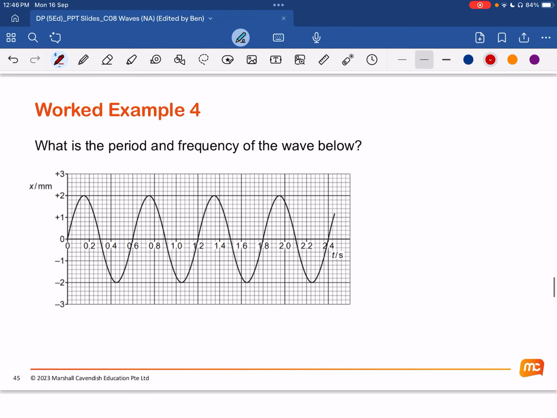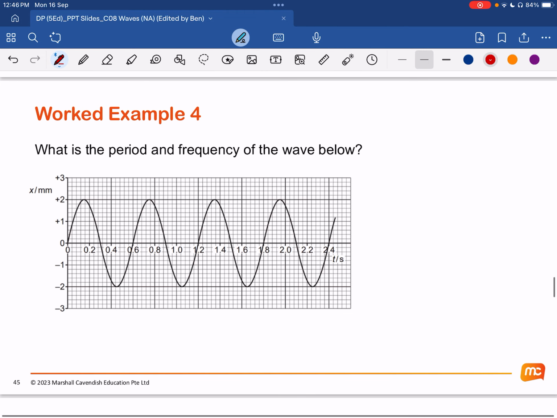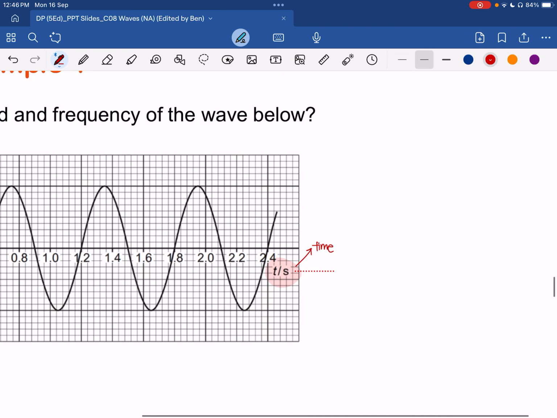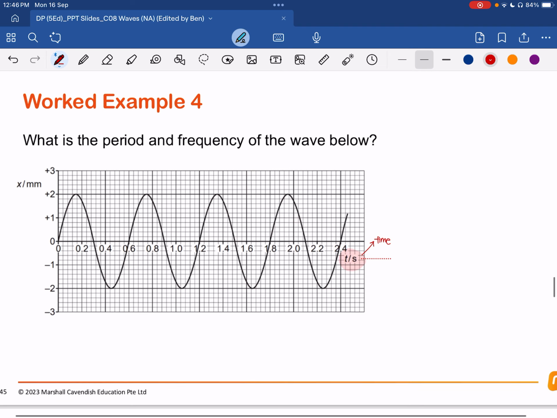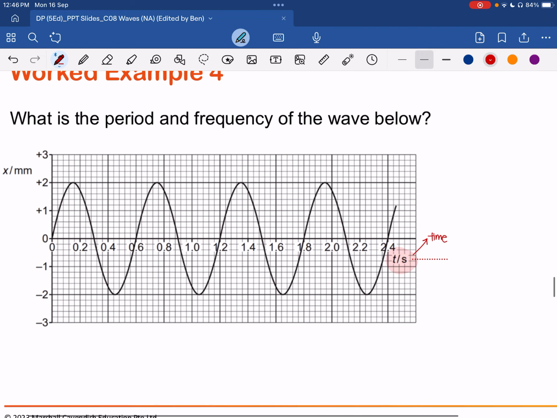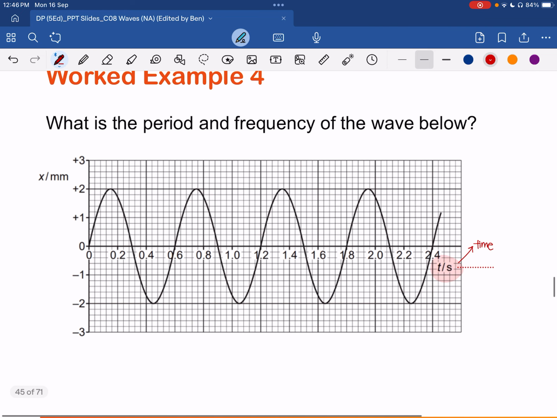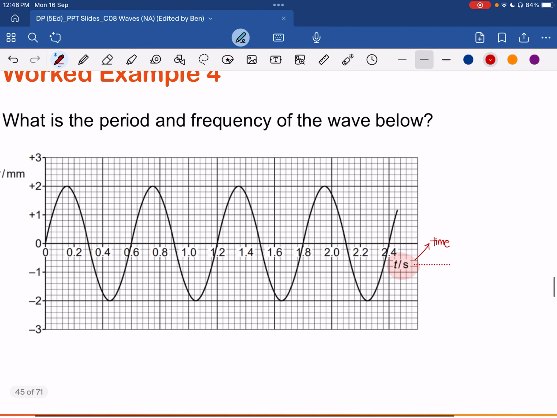What is the period and frequency here? If you look at the graph just now, the difference between the previous one and the current graph is that the x-axis is time. If this is a time scale, I can't read a distance from this graph. All I can read is time. In this case, I can read what the period is.